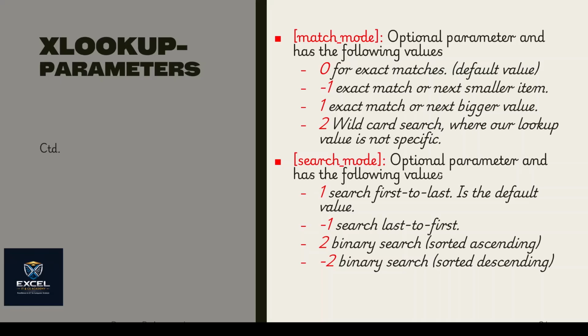And then we have the search mode. This is equally optional, and I've indicated that in previous videos. If there is a square bracket on the parameter, it means that at that particular moment, that parameter can be ignored, but it depends on what you are looking for. So 1 for first to last, this is the default value, -1 from last to first, binary search when it is sorted ascending, and binary search when it is sorted in descending order.